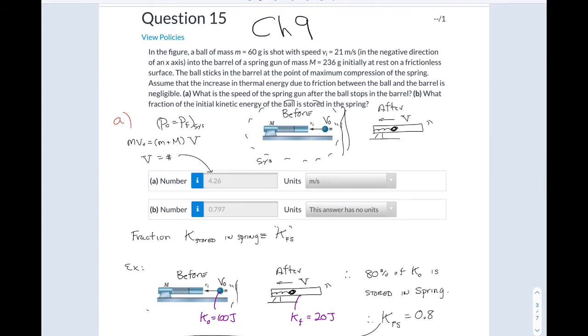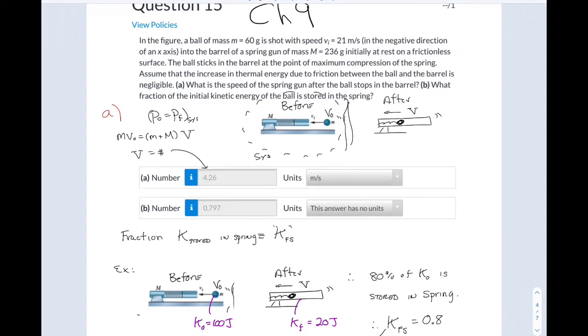Okay, look at number 15. I put this one on pause and came back. So here's the collision. Here's my before picture. The ball has initial velocity V0 and hits the barrel, or the spring gun. The ball compresses the spring, and they both move off to the left.